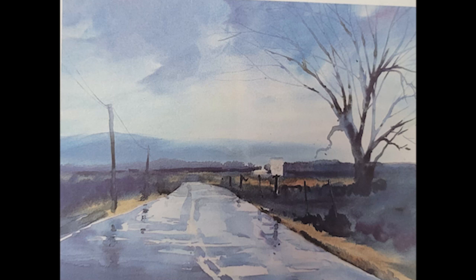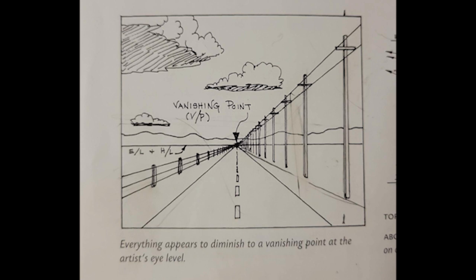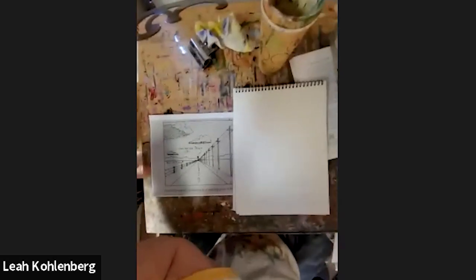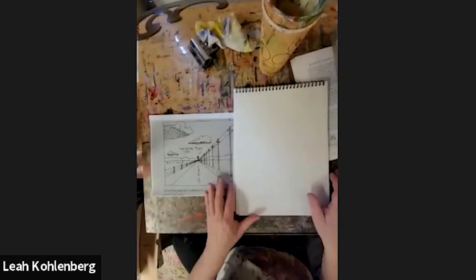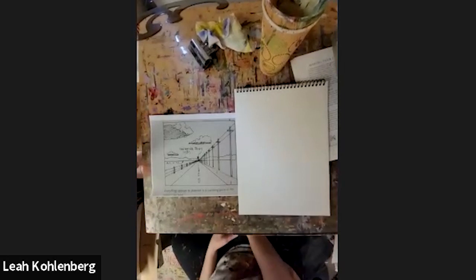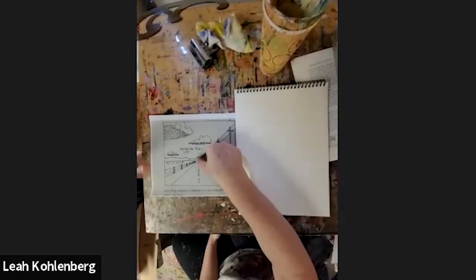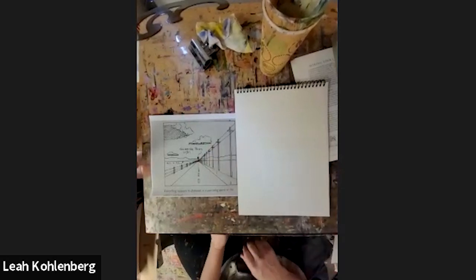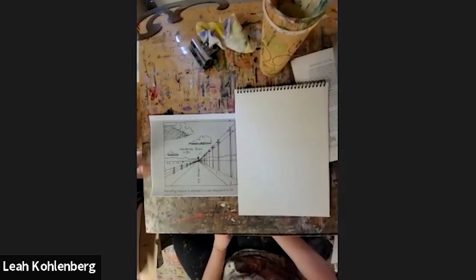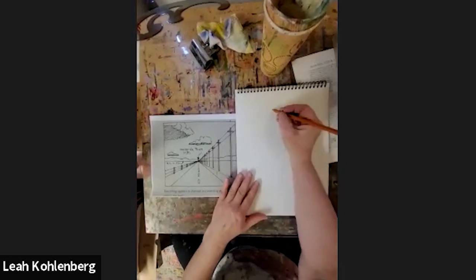Does anybody know what the vanishing point is? What I'm talking about? Do you have any idea what I mean by vanishing point? Go ahead. I was gonna say that point in the horizon, maybe? Yeah.